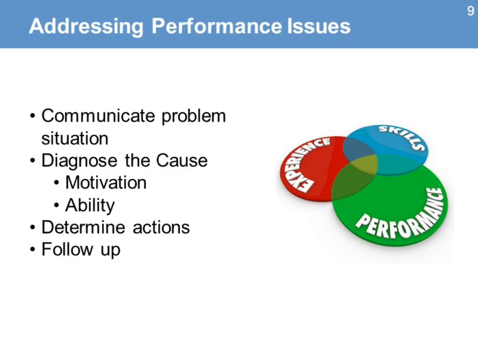When the project manager has identified a performance issue, these are the steps he can follow. Communicate the problem situation. Make it clear to the team why this problem needs to be resolved and its impact on the project. Diagnose the cause for this problem. It might be motivation or ability factors that are the causes for the poor performance.